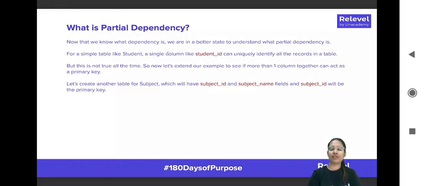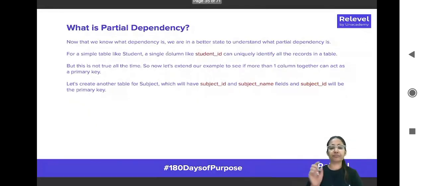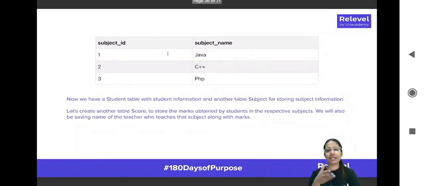So now we are going to extend our example by adding one more table, to see if more than one column together can also act as a primary key. Now let's create another table, subject. You can see the subject table over here. It has two attributes, subject ID and subject name, where subject ID is definitely the primary key.